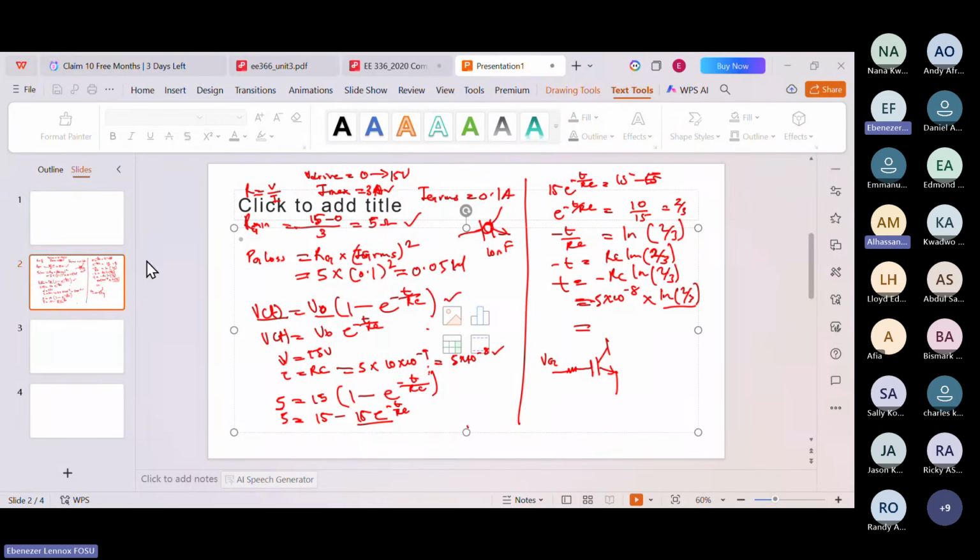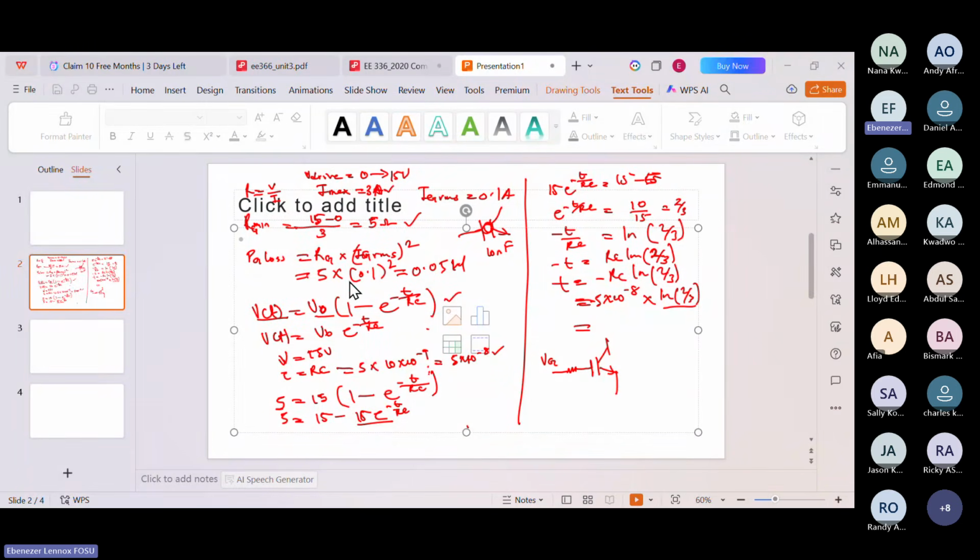Please, can only one person see this writing? Okay, I'm not writing, I'm actually talking. Okay. Yes. So V of T is the 5 volts we are looking at. V of T will be 5 volts. V naught will be 15 because that is the steady state voltage.